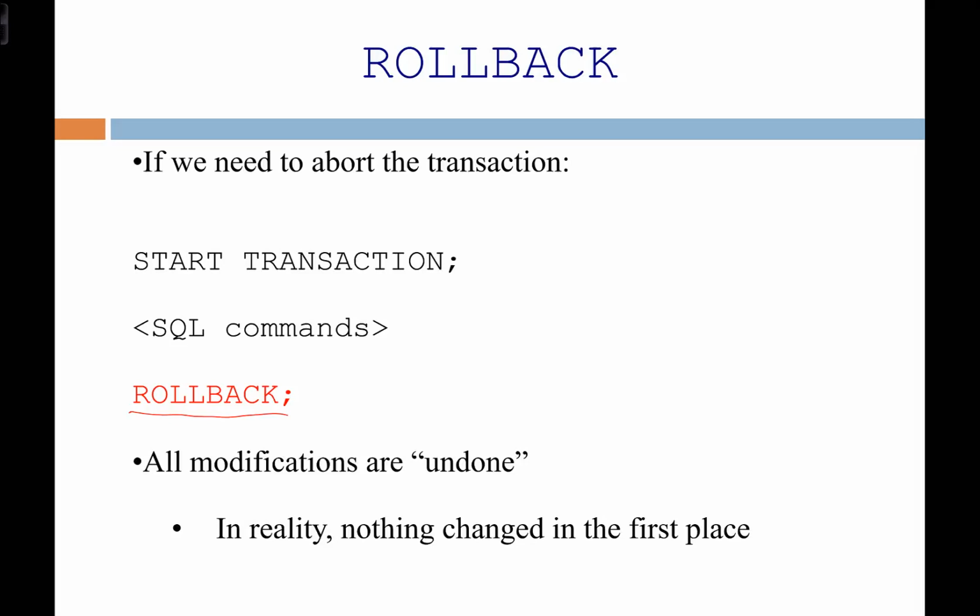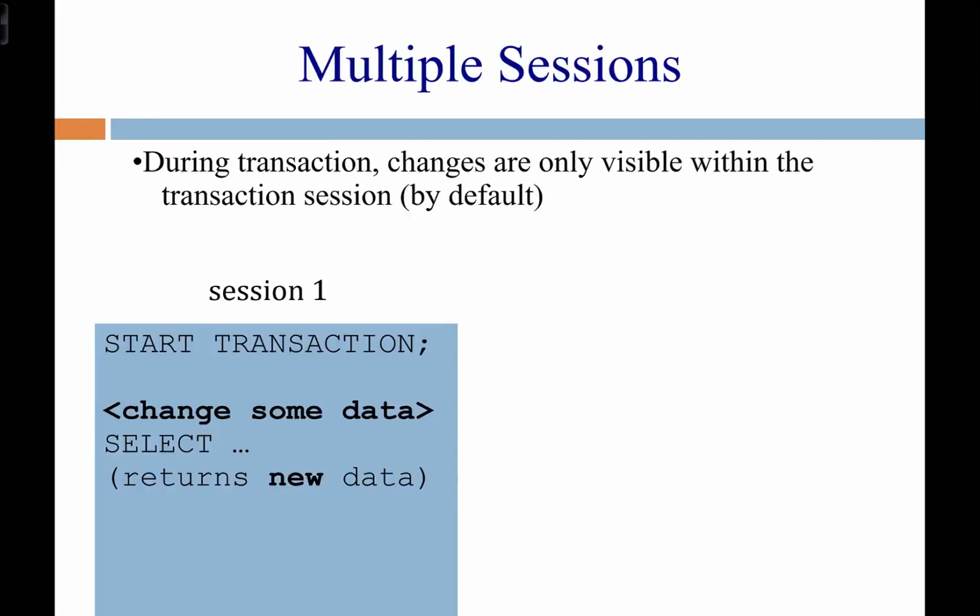In reality, it's not actually undoing anything. It's that no changes were ever really made because these operations are done in sort of a sandbox mode until the commit, at which point they're made permanent. So if we have to undo a transaction, then we just essentially throw away the sandbox and then everything's back to normal. So let's take a look at a little example.